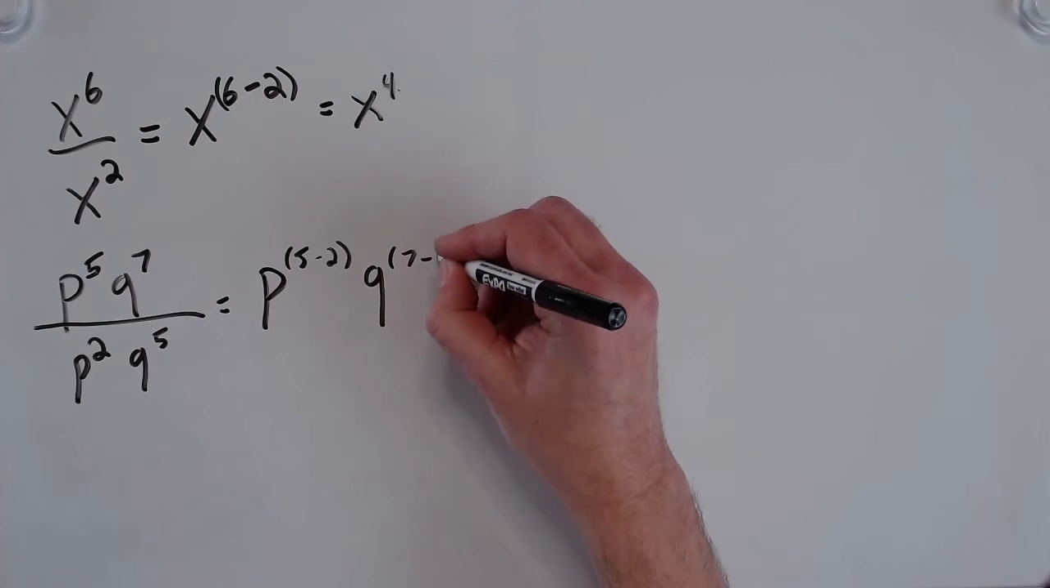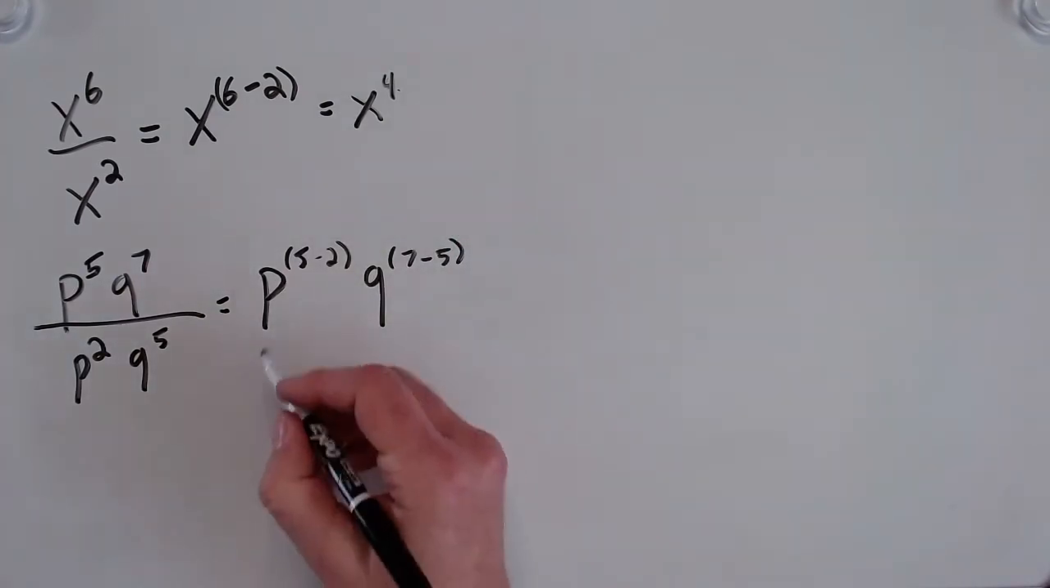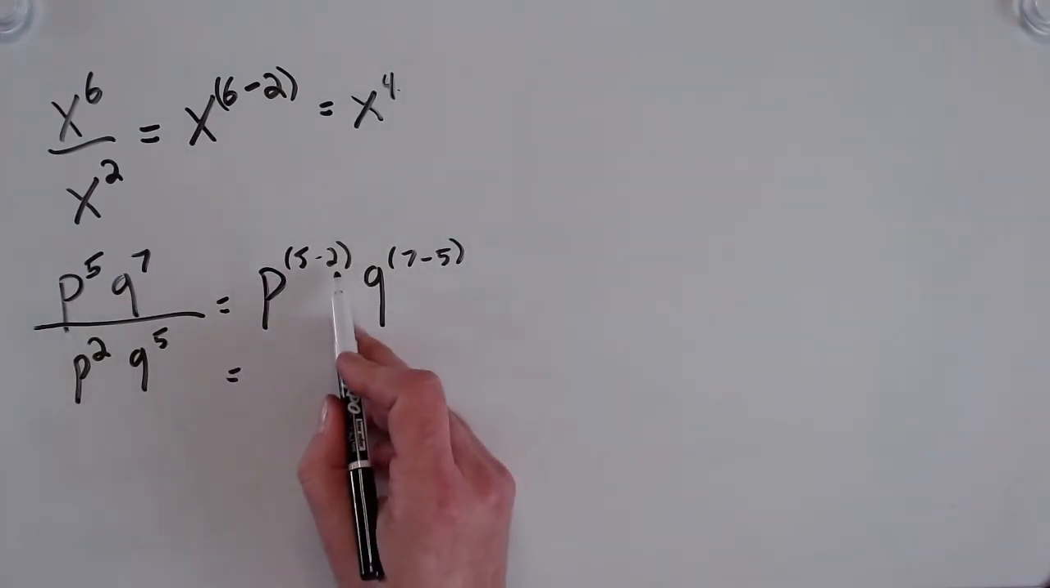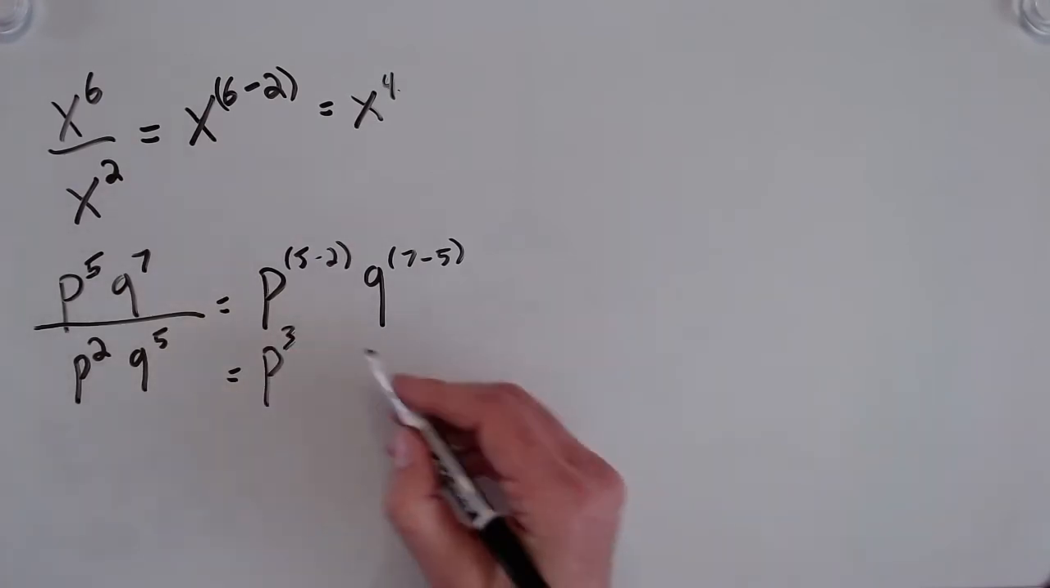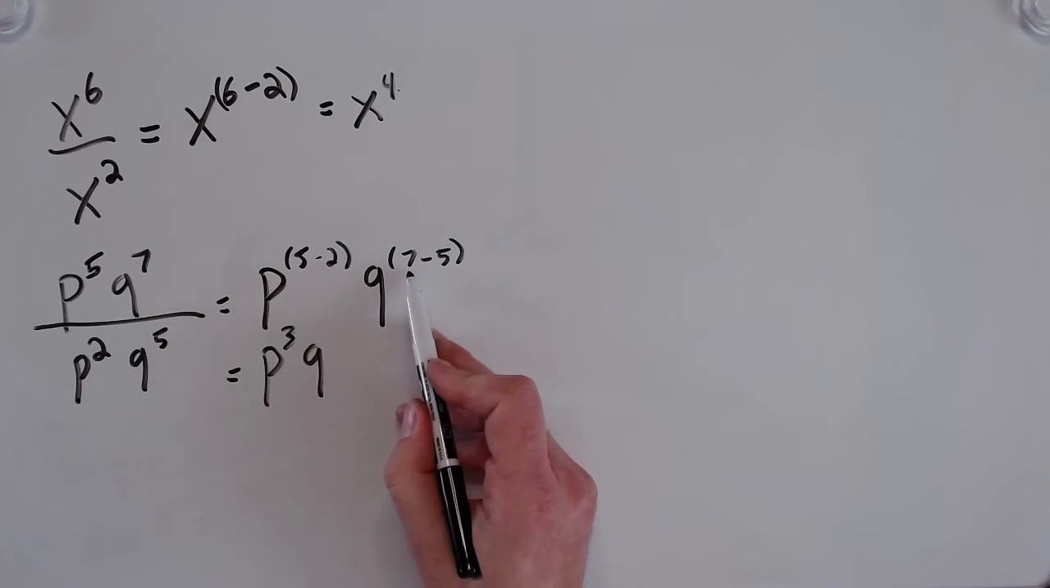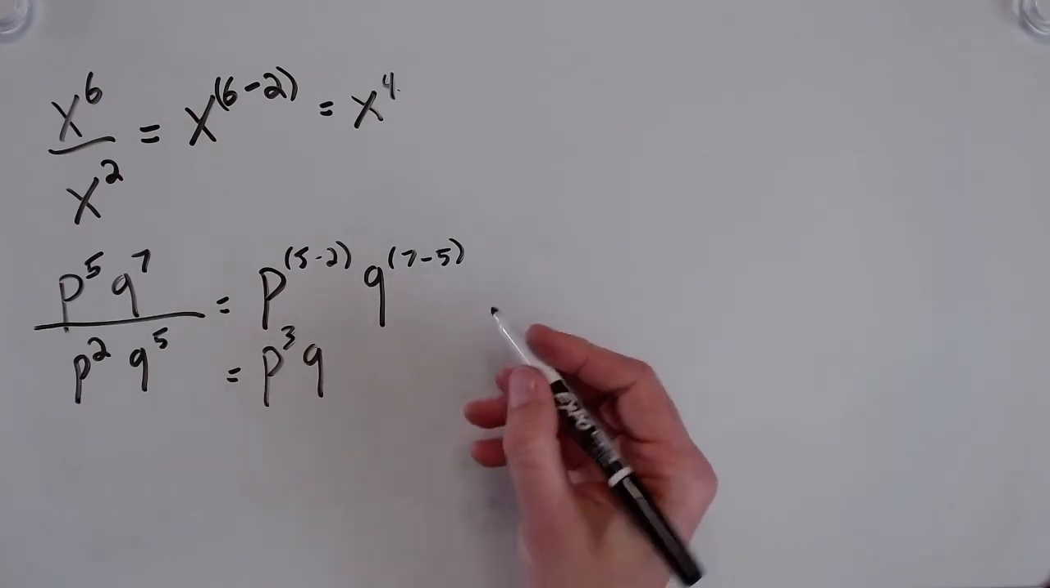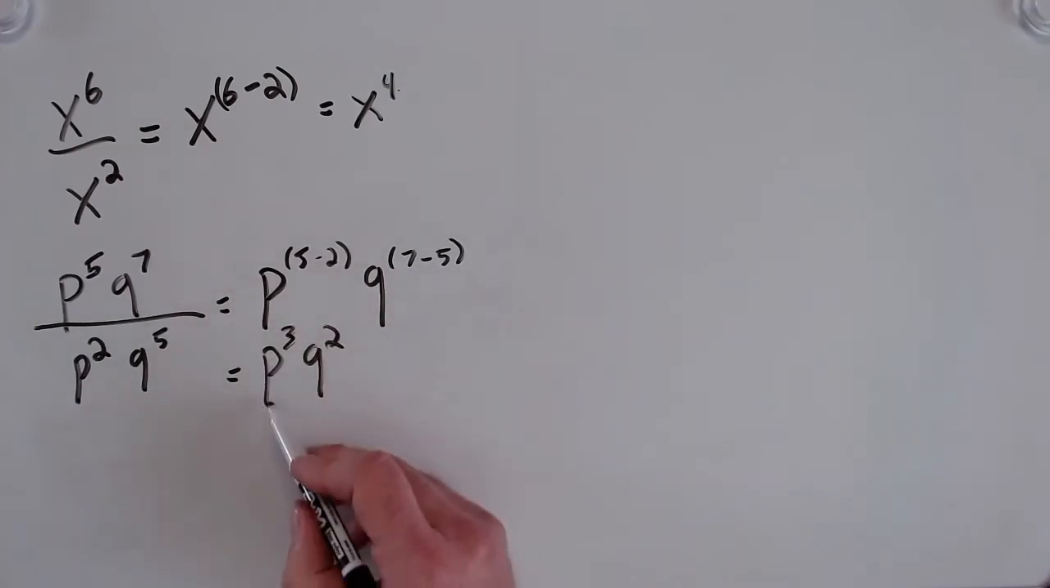7 minus 5. So I'll just rewrite this. 5 minus 2 is 3. So p to the 3rd power times q, 7 minus 5, is 2. P cubed, q squared. That's hard to say. And that's it for today. If you'd like, stick around for a bunch of examples.